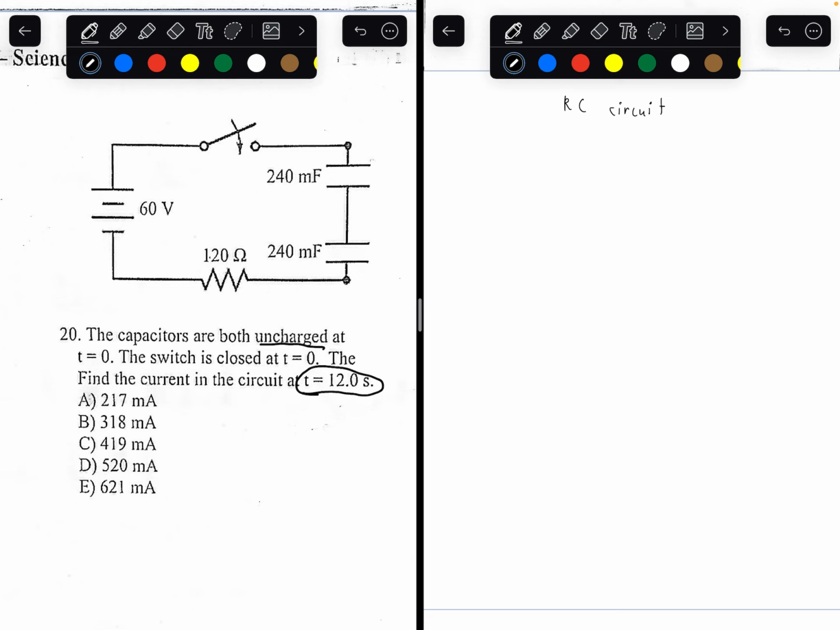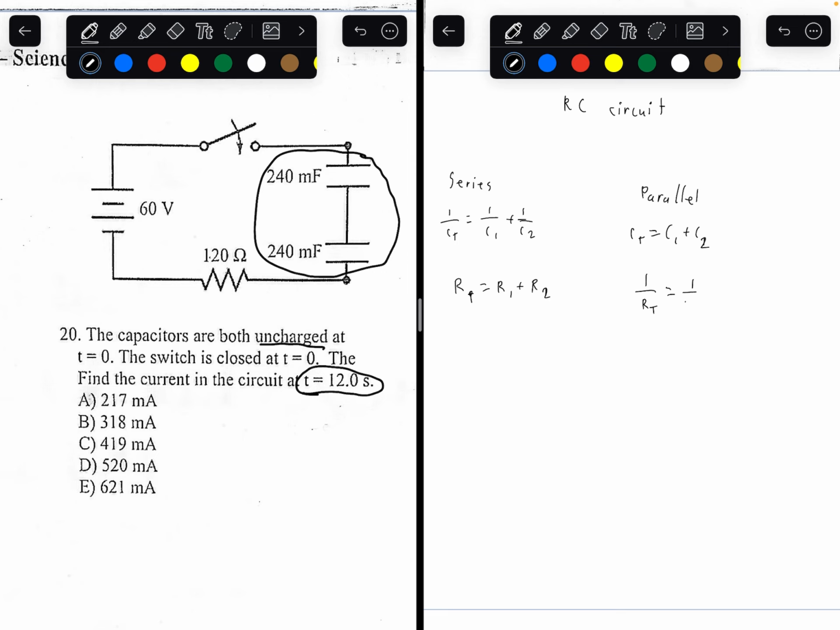Now, you might see that these capacitors are in series, and you would think that, just like with resistors, in series you would just add them up. In reality, for capacitors, it's actually inversed. In series, the total capacitance is the reciprocal of the sum of the reciprocals of the capacitors. And in parallel, the total capacitance is the sum of the capacitors. So this is the opposite of resistors. In series, the total resistance would be the sum of the resistors. And in parallel, it would be the reciprocal of the sum of the reciprocals.